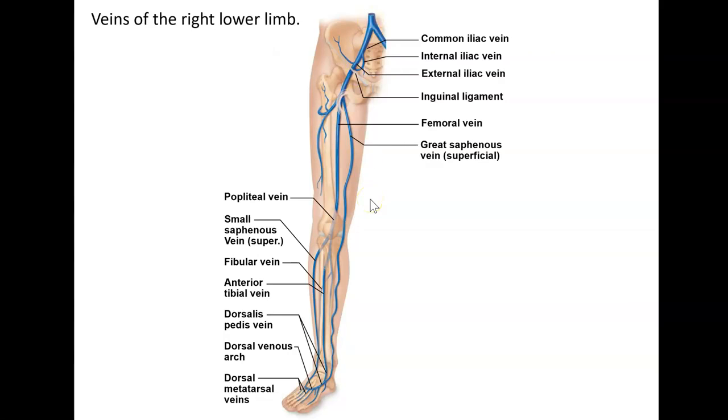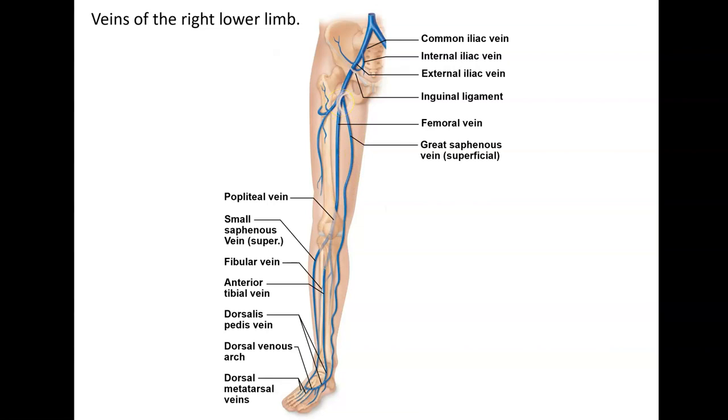We have two superficial veins to know here. We have our great saphenous vein or greater saphenous vein, and that comes off of the medial side of the dorsal venous arch, courses up the medial side of our lower limb, and will drain into the femoral vein.